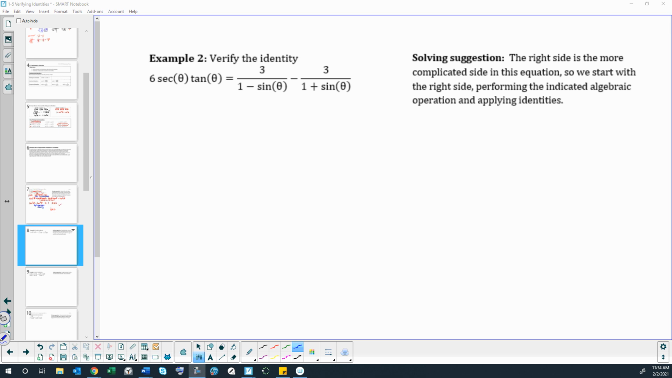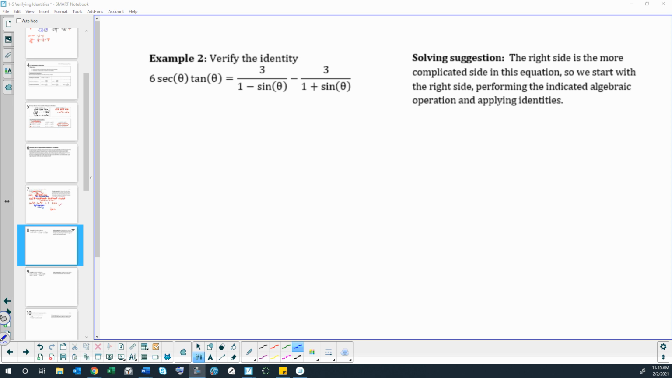Example number 2. Let's see, we've got 6 secant theta tangent theta equals 3 over 1 minus sine theta minus 3 over 1 plus sine theta. Ooh, that's got a lot of crazy stuff in it. Solving suggestion: the right side is the more complicated side in this equation. So we start with the right side, performing the indicated algebraic operation and applying identities.